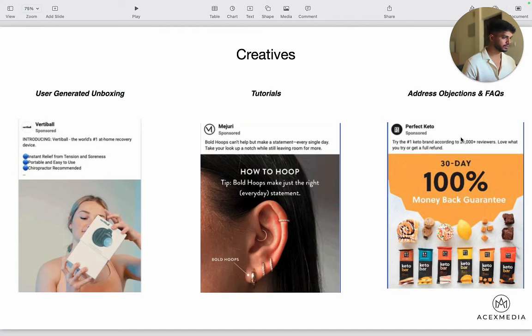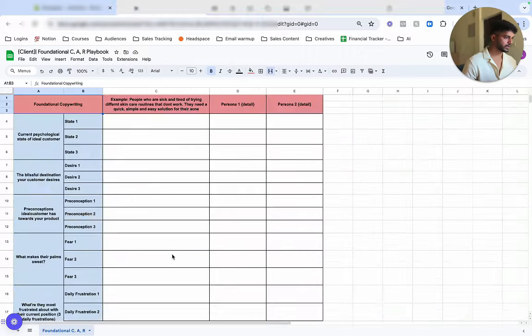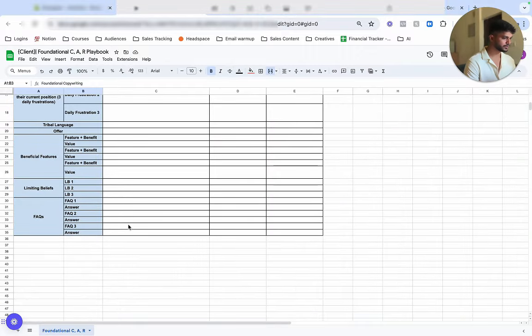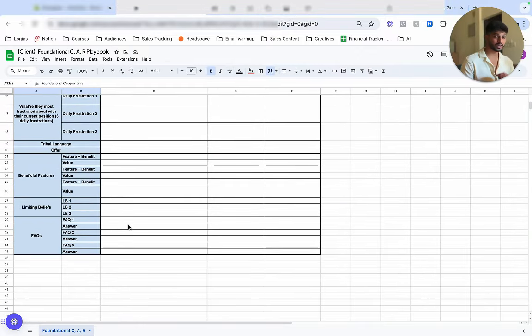And the other kinds of creatives that we test are firstly the user generated unboxing, then we have tutorials, and then finally we have the objection handling and FAQ ads. So with this whole framework, you have the FAQ section as well, and this plays a very crucial role in your ads as well, and not just in your copywriting.